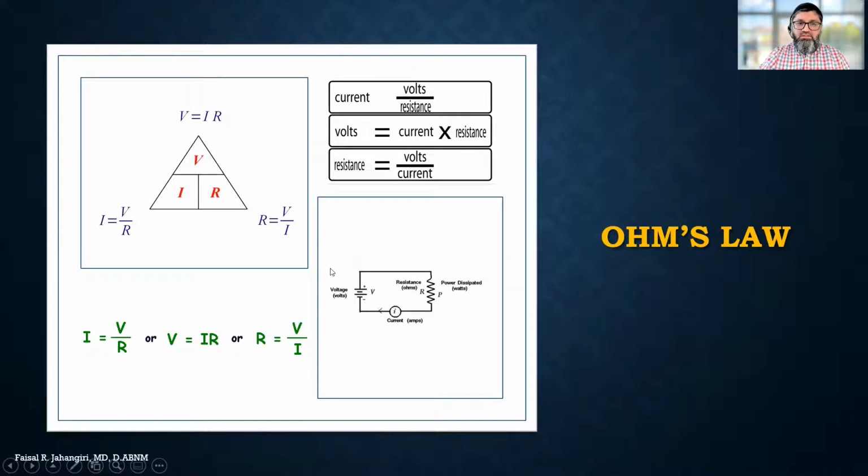If you want to find the resistance in the circuit and we have voltage and current, resistance is equal to voltage divided by the current. So if we divide the amount of voltage by the amount of current flow, we will get the resistance of the circuit.